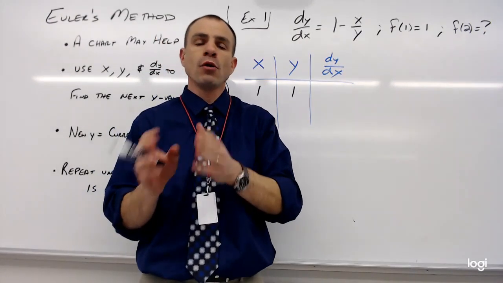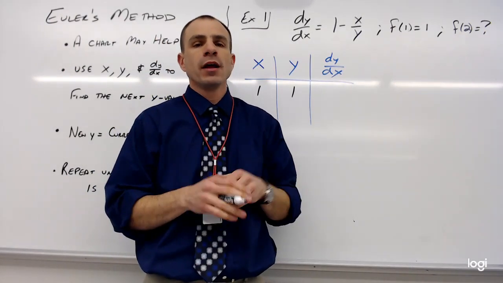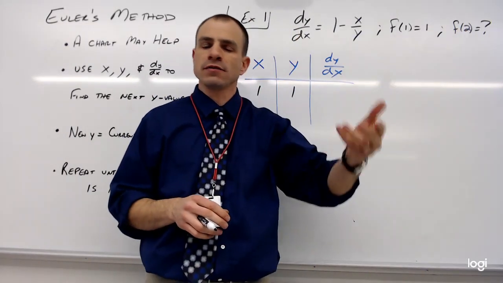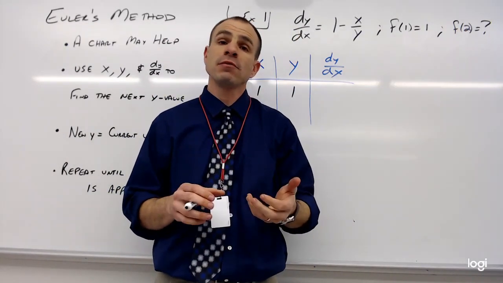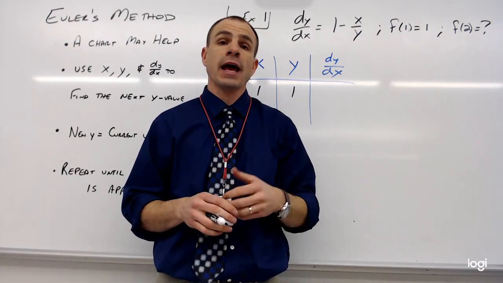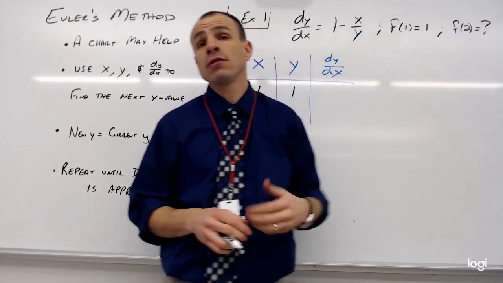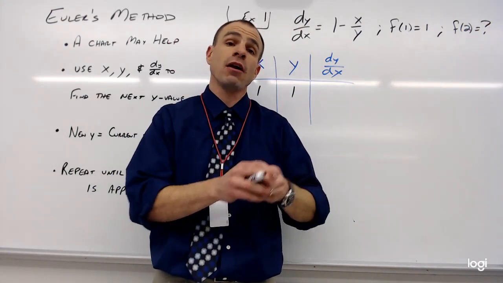Quick time out here. In both of our examples, we've gone up 1, trying to approximate a value of the function that's one x value higher. It doesn't have to be that way. We could be interested in f(3) or f(5). We could be interested in f(0). We could actually go down.